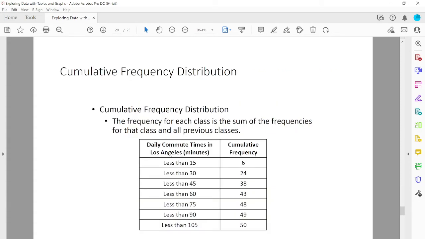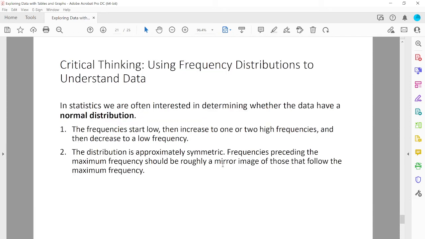In that way we can read the frequency table, and it's very easy to read. Now, how can we do critical thinking using the frequency distribution to understand the data? In statistics especially, we try to use the normal distribution. What is the normal distribution? If the frequencies start low, then increase to one or two high frequencies, and then decrease again to a low frequency, that's called a normal distribution.